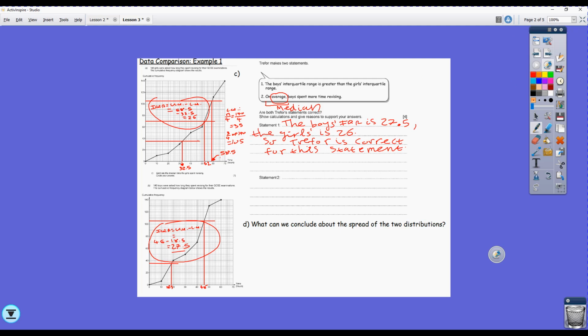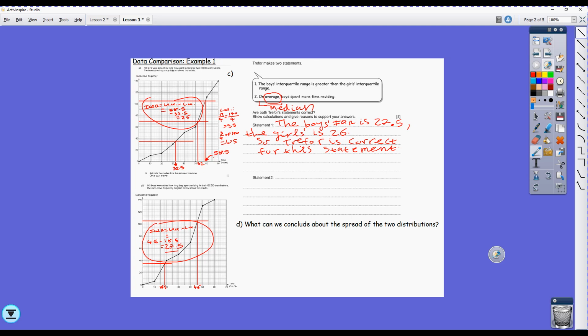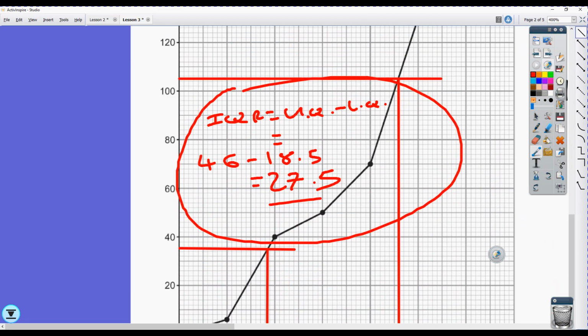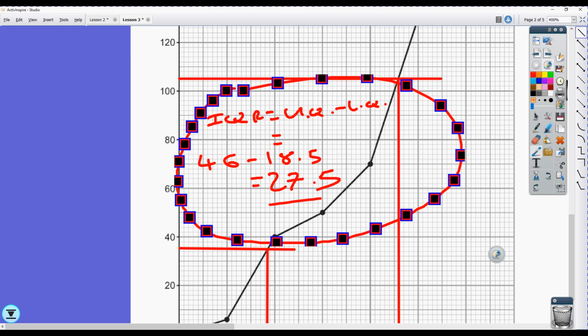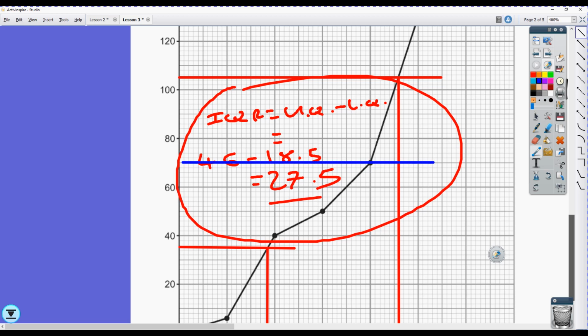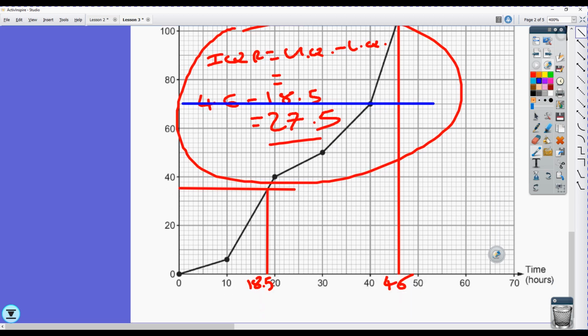So we need to find the median for both. So we found it for the girls, and it was 52. So we need to work it out for the boys. So that means we need to go halfway. So half of 140 is 70. So we need to go up to 70 on our graph for the boys. And we need to go across. So I'm going to have to, let me change colors so it's a bit easier to see. So we're going to have to go across from 70. And then it's very convenient. There is a point there, which is nice. That's easy. We go down.